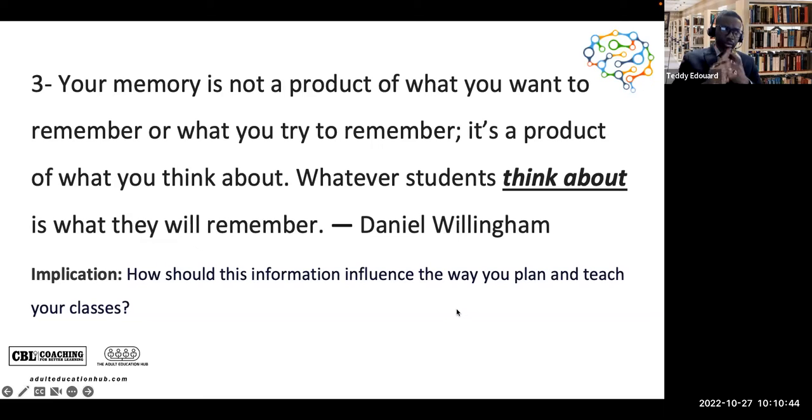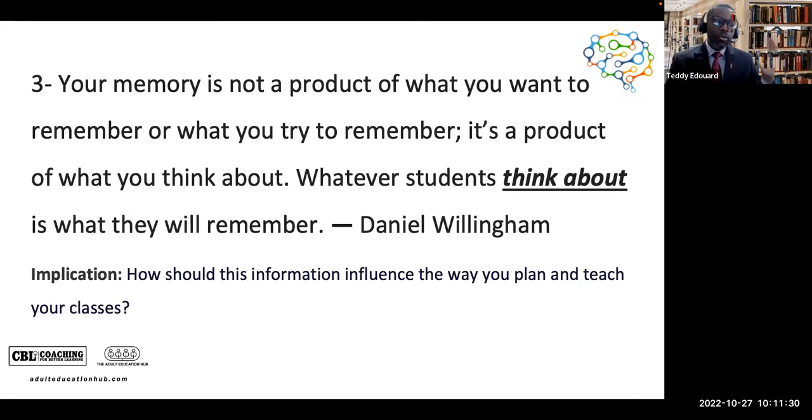Number three. There's something we need to know: our memory is not the product of what we want to remember. There are good experiences in your life you want to remember, but you don't. But there are experiences that you remember even though you don't choose to. Technically, it's because of a process of thinking that makes them stick. That being said, your students will remember more of whatever they think about. That's one thing you need to remember.